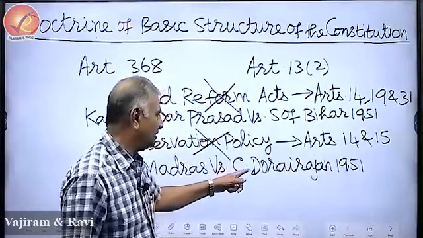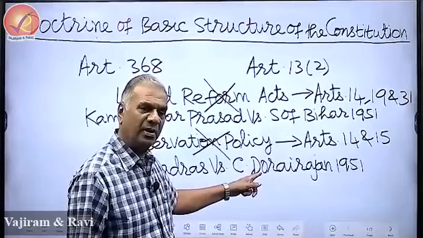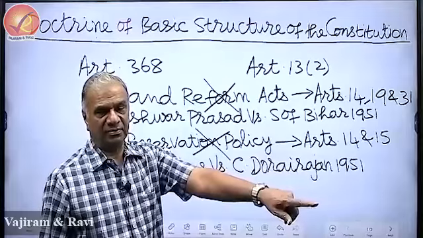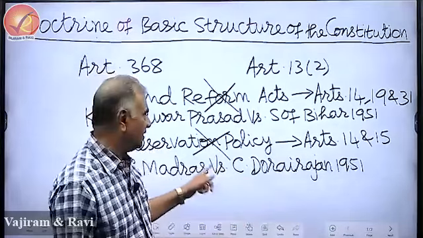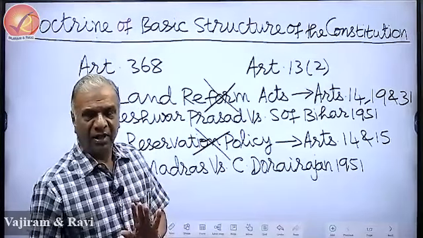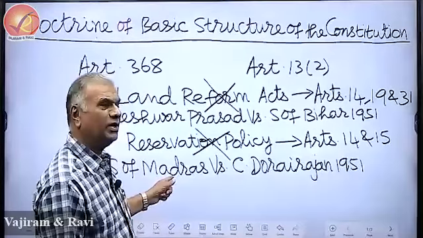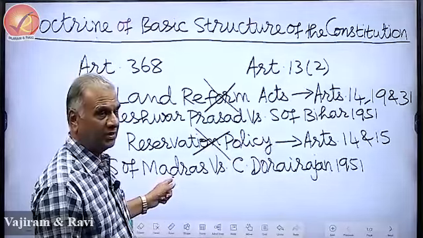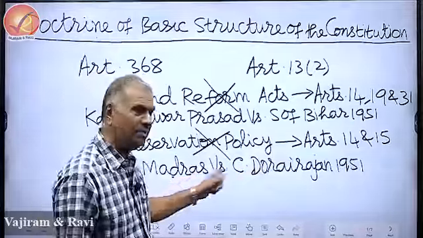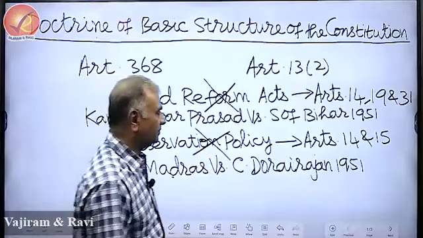In this case, Dorai Rajan was the petitioner who filed a case against the government of Madras in the High Court of Madras. And the High Court of Madras held this reservation policy as unconstitutional and void. And against the decision of the High Court, the state of Madras went to the Supreme Court as the petitioner and filed an appeal against Dorai Rajan. So that is why the names are reversed. Is it clear now or not? Okay.